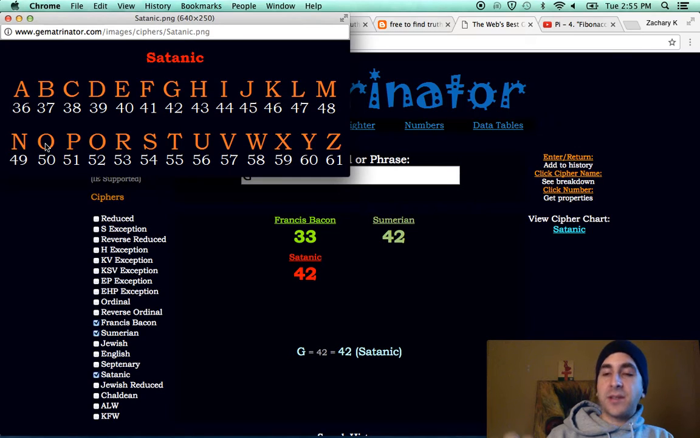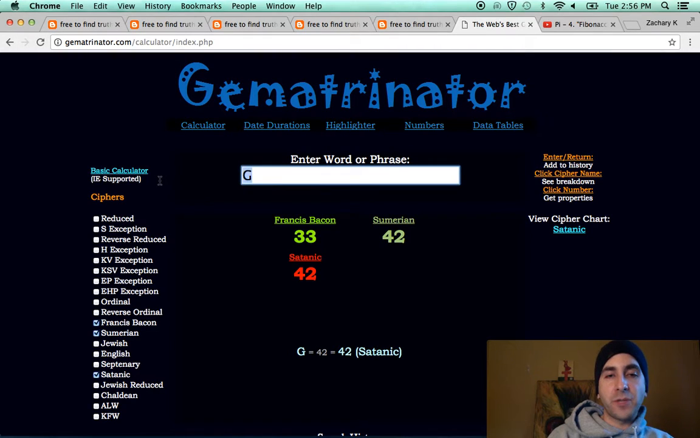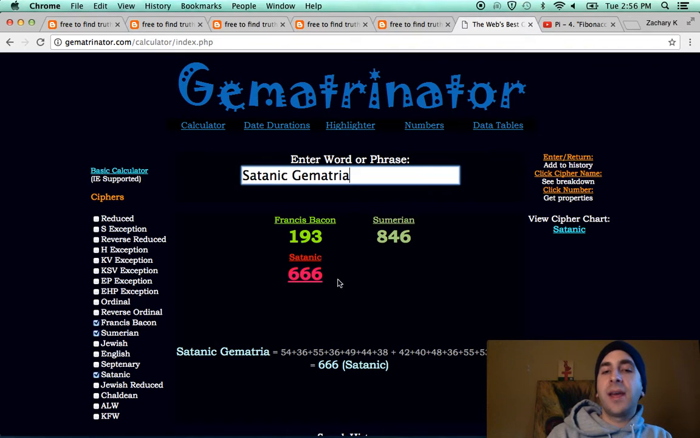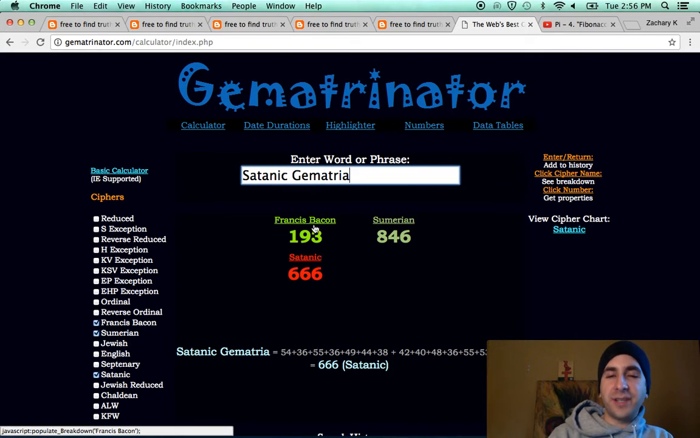Think about this. It begins with A is 36 and Z is 61, instead of A is 1, Z is 26. If you count 1 through 36 and add them together, it sums to 666. Satanic Gematria, which begins with 36 as the first letter, sums to 666. You know? 36, 360 degrees in a circle.